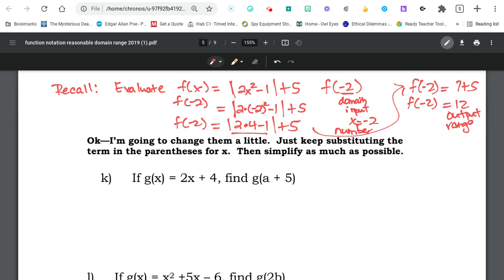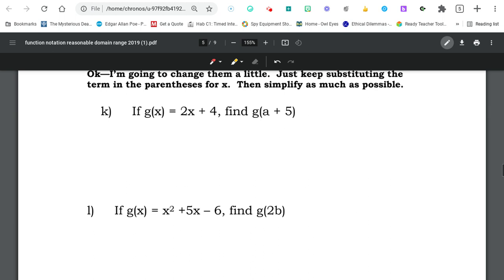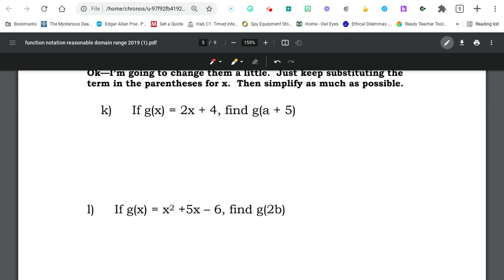So the difference today is your domain won't be a number. Your input may be something like a variable expression, an algebraic expression. And after you evaluate some variable or variable expression, guys, you might have to do something else to it. So this is multiple steps. All right, let's take a look at K. It says if g of x is equal to 2x plus 4, find g of a plus 5.